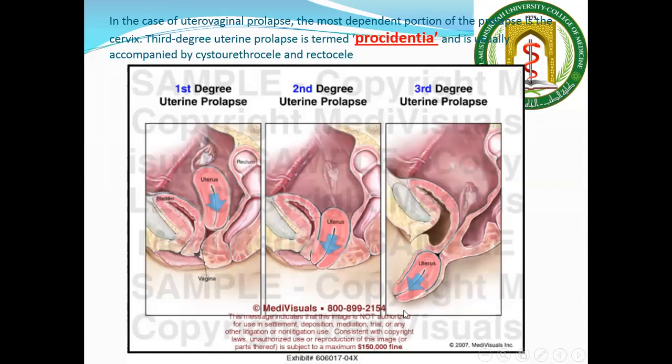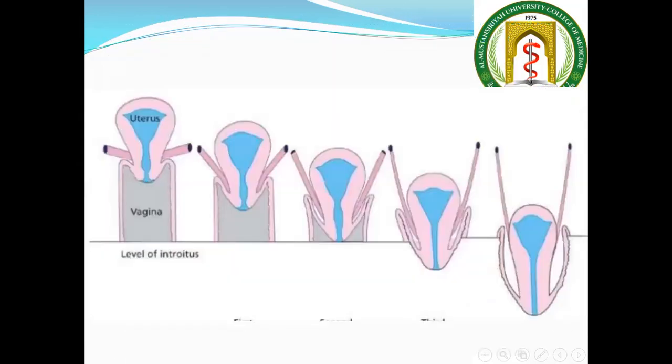Usually, the uterine prolapse is associated with vaginal wall prolapse. So you see, for this patient, she has cysto-urethrocoele and rectocele. Here, the grades: this is in normal position, and here the uterine descent, and here the procidentia.